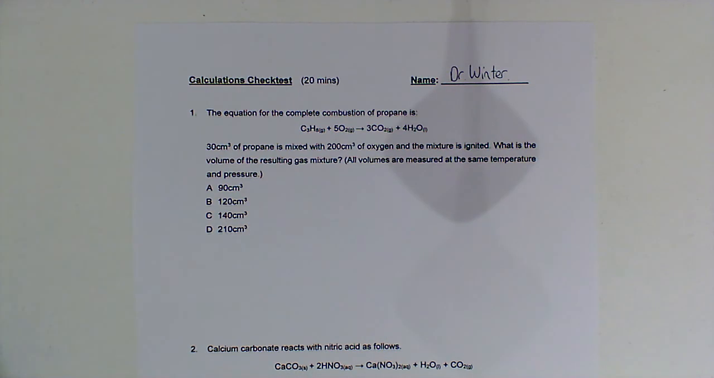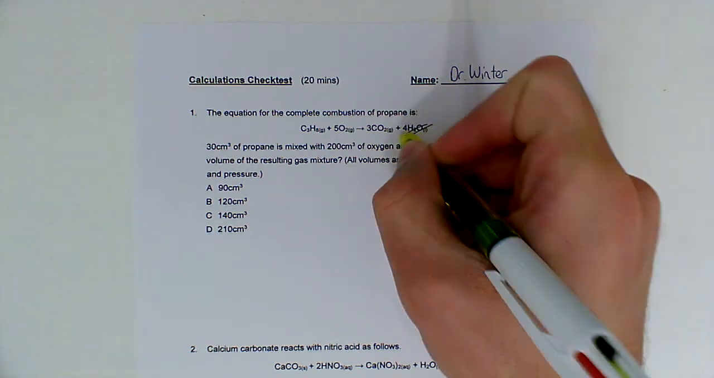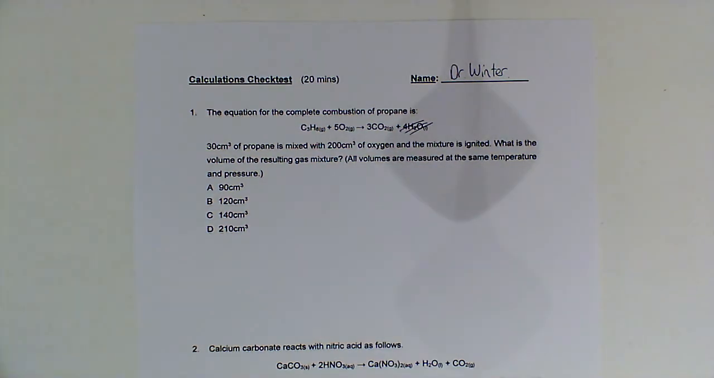So, question 1. The equation for the complete combustion of propane is C3H8 gaseous plus 5O2 gaseous goes to 3CO2 gaseous plus 4H2O liquid. So first thing, when I read the question, 30 centimetres cubed of propane is mixed with 200 centimetres cubed of oxygen. The mixture is ignited. What is the volume of the resulting gas mixture? First thing I'm doing is getting rid of water because it is not a gas. So I'm only dealing with those three.